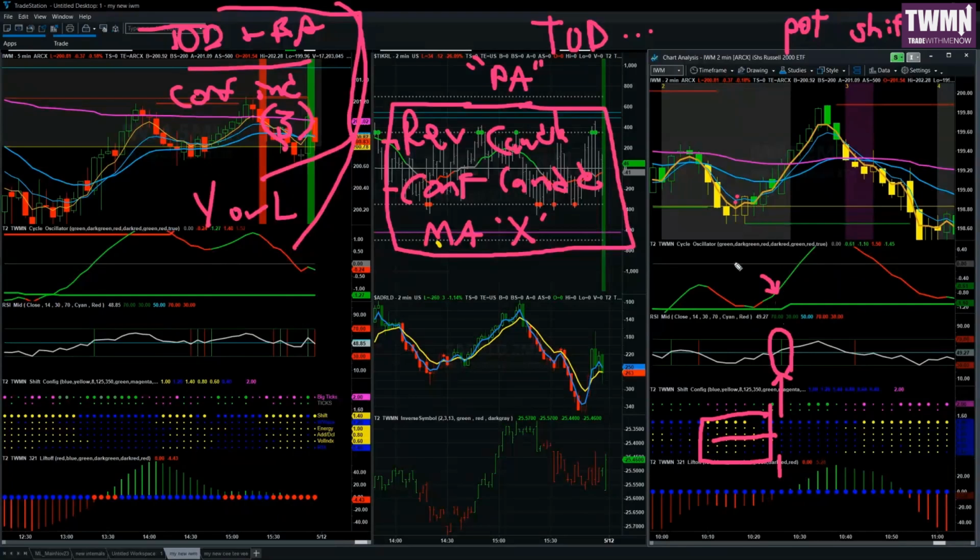Now all I need is a good entry. And look what it does. Boom, boom, pull back to the moving averages. That is called a good entry. This would be a bad entry.